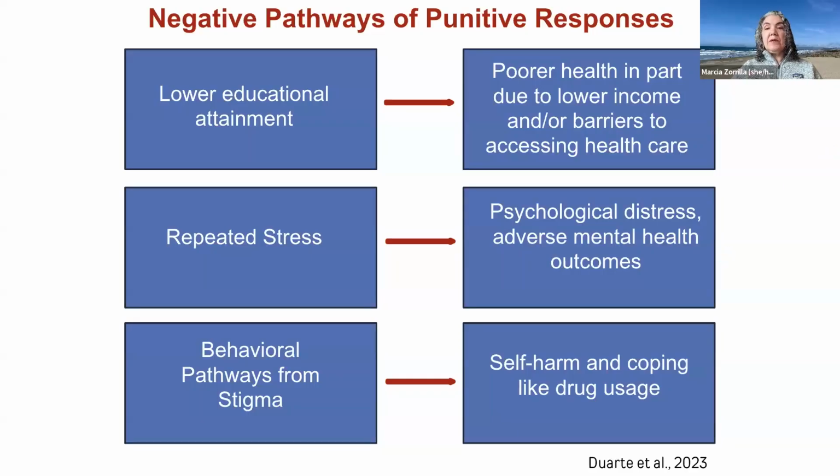This is a great article that talks about the negative pathways of punitive responses. What we know is that lower educational attainment results in poorer health, and that repeated stress leads to poor mental health outcomes.